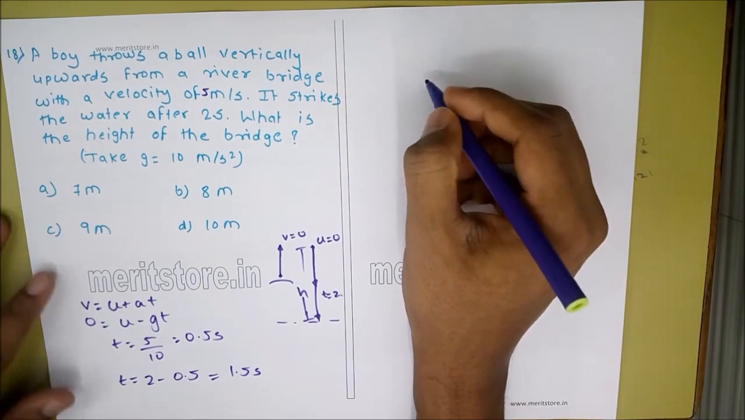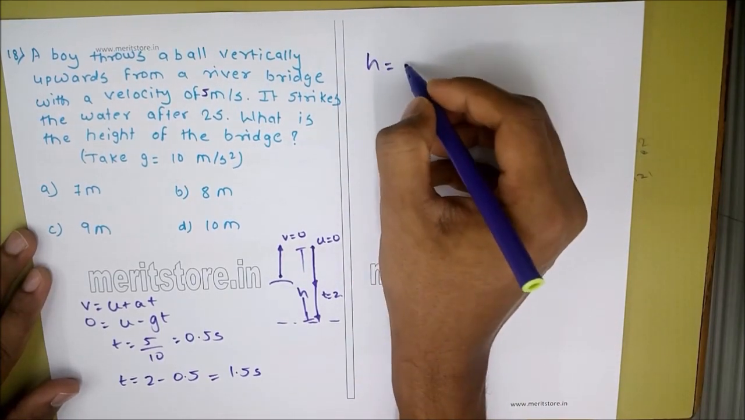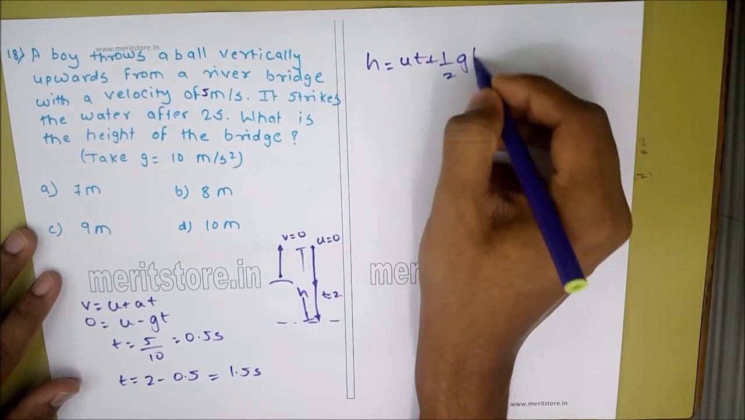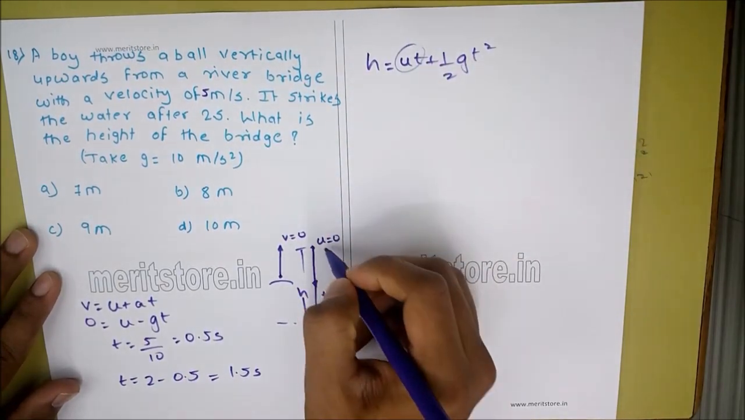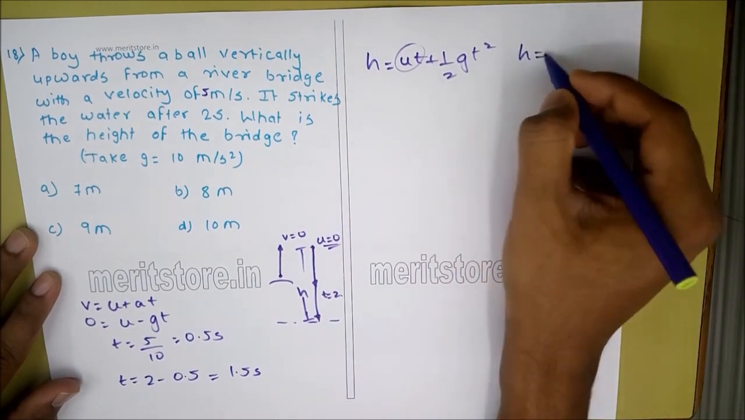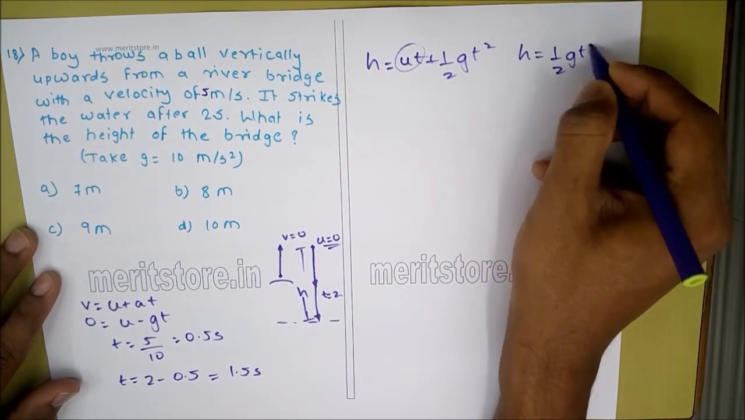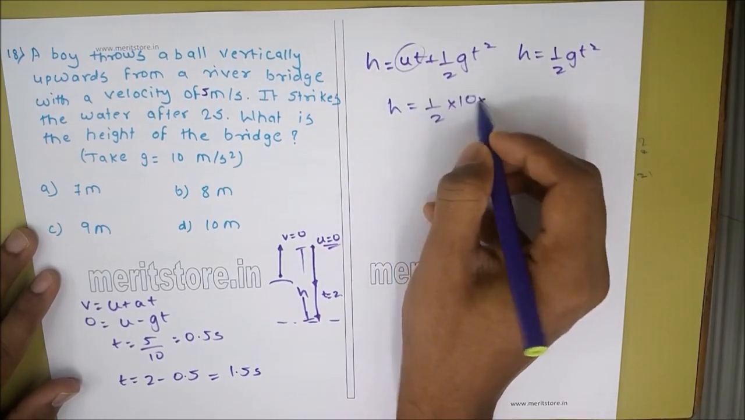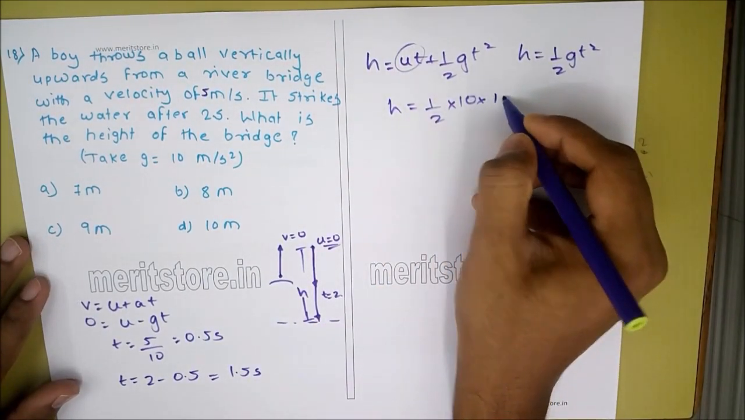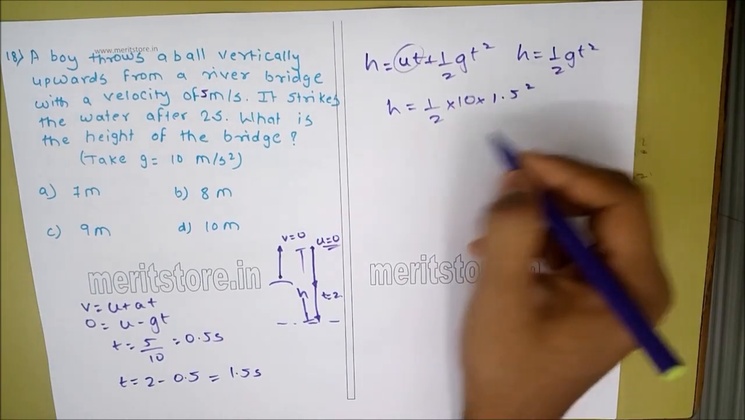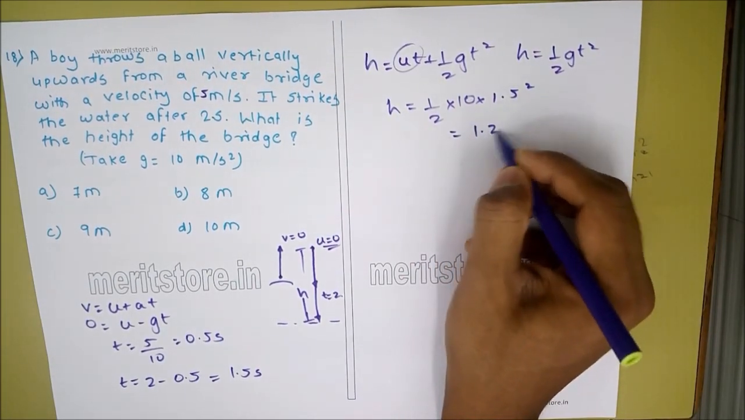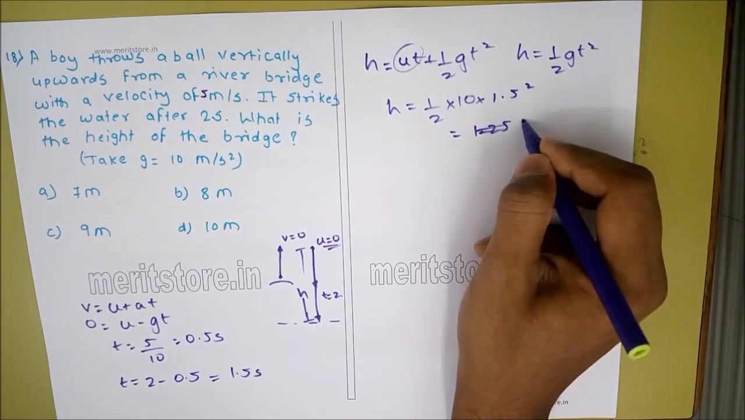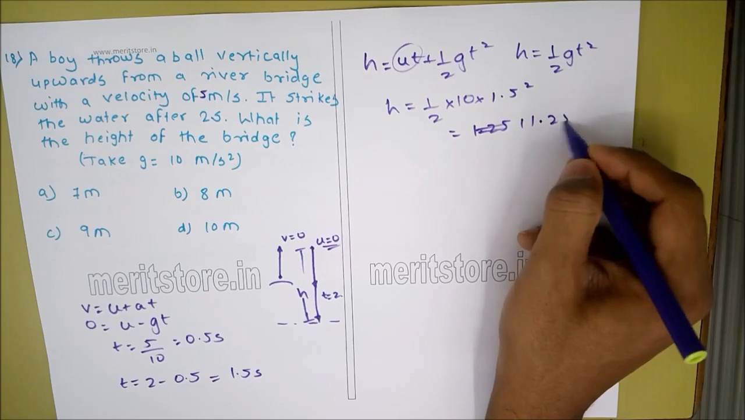So the value of h can be given by h is equal to ut plus half gt square. However, u is 0, hence h is equal to half gt square. So h can be given as half into 10 into 1.5 square. So that is, pardon me, 11.25 meters.